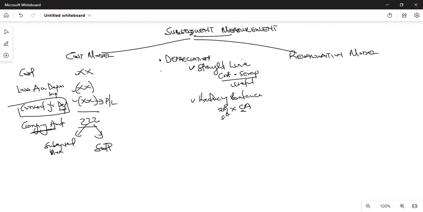So 20% means 5 years, all right? And so here is the same. When they give you 20%, it means 5 years. When they give you 2%, it is 50 years. So, I mean, work your way around it.